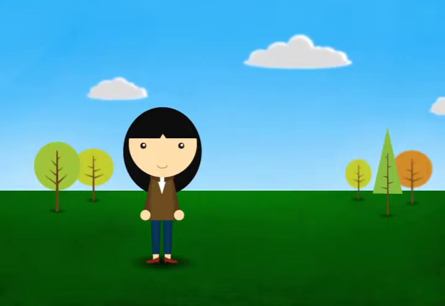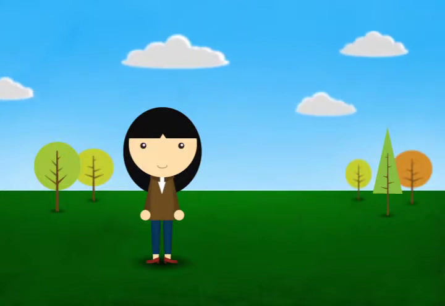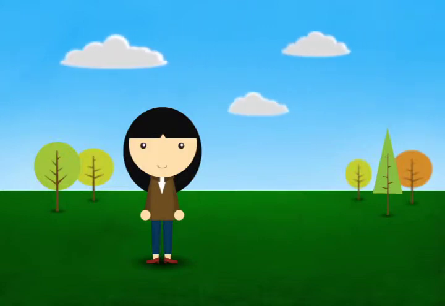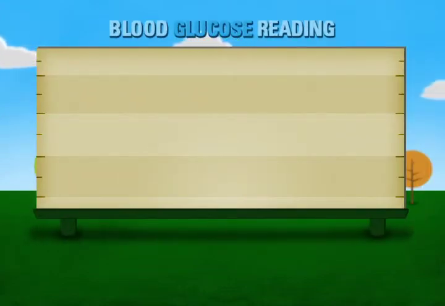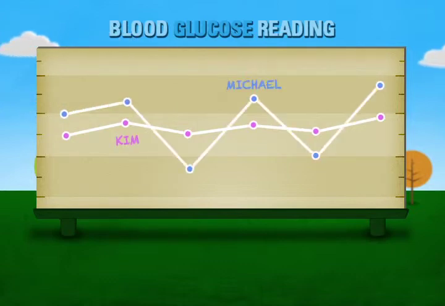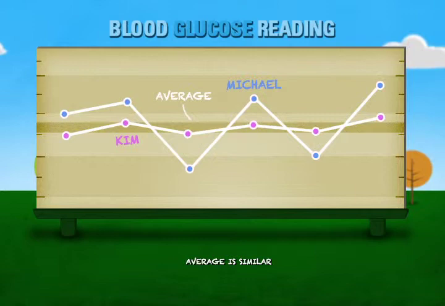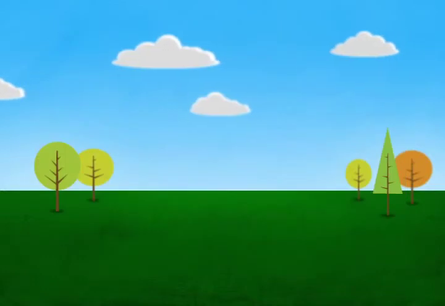Subsequently, her daily blood glucose levels don't vary as dramatically as Michael's, yet they both get very similar results from their A1C tests. How can this be? Simple. If we plot Michael and Kim's daily blood glucose levels on a chart, we see 2 very different sets of data. However, if we average both, we see that the results are very similar. Again, the A1C test is just an average, but Michael's data suggests that he has greater glycemic variability.